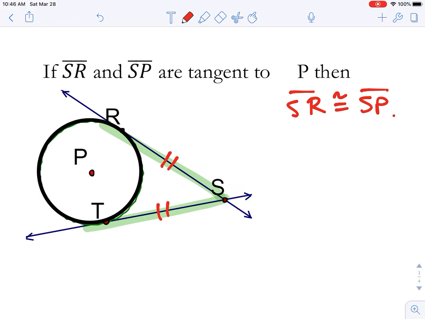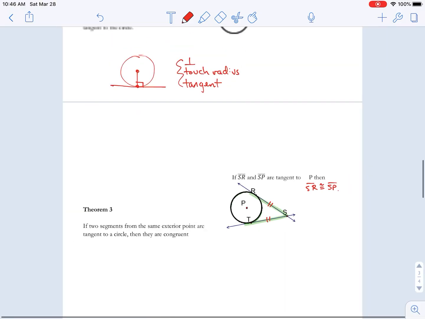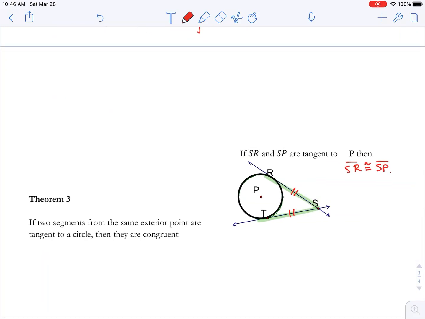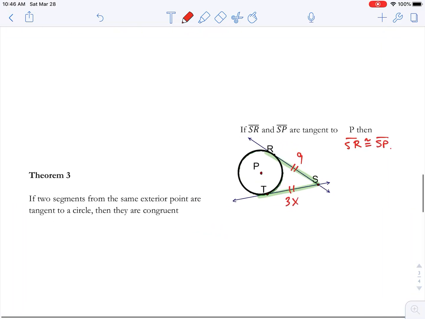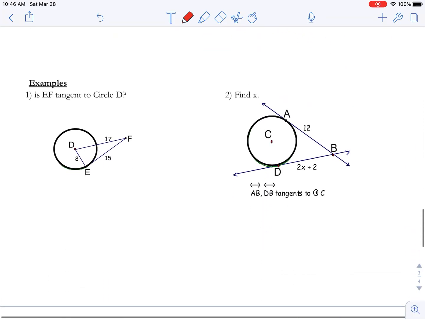It's almost like an isosceles triangle. I know it's not a triangle, but you could just connect the dots there if you wanted to. So that is an important theorem, and we can definitely do some math with it. For example, we could say this is 3x and this is 9, and ask you to solve for x. So let's do that. Here you've got two example problems.